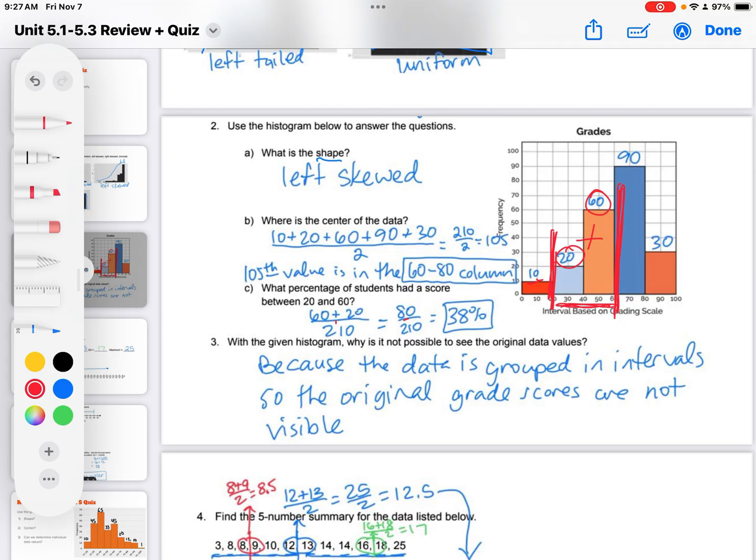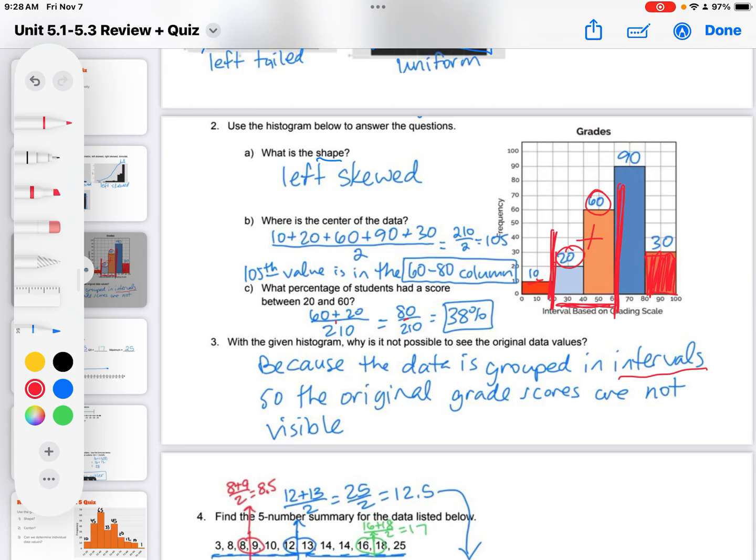And then on this question with the given histogram, why is it not possible to see the original data values? The reason we can't see the original data values is because the data is grouped into intervals. In this case, it's grade intervals. So the original grade scores are not visible. I know that there are 30 people in this column who got between an 80 and a 100, but I don't know what the individual 30 students' scores were from this histogram.